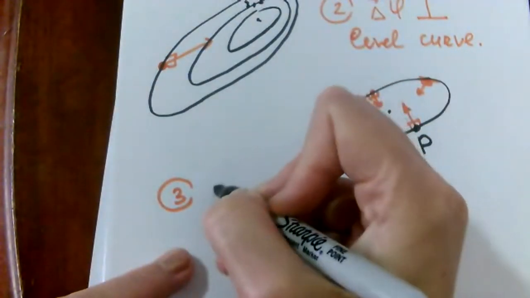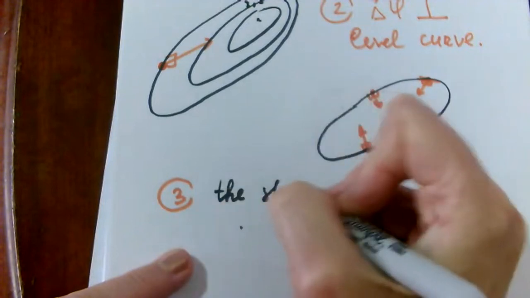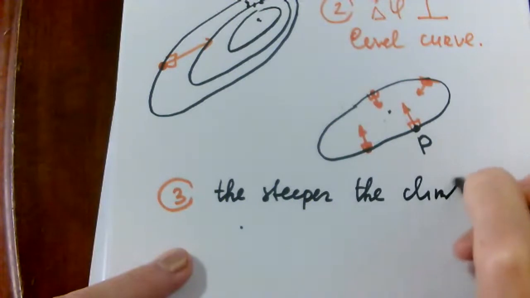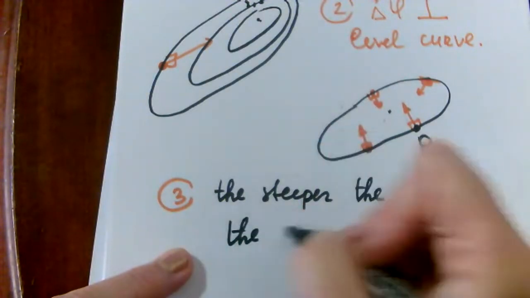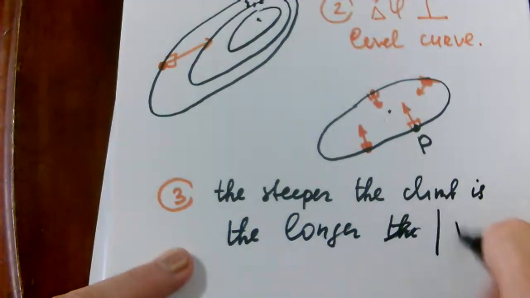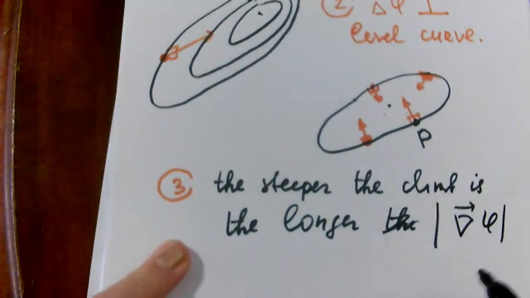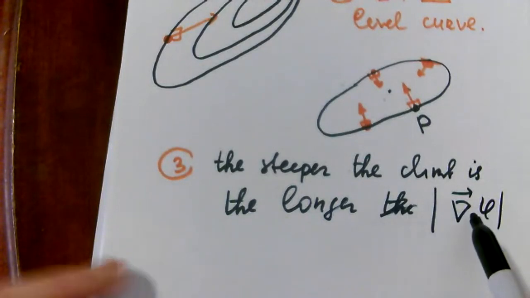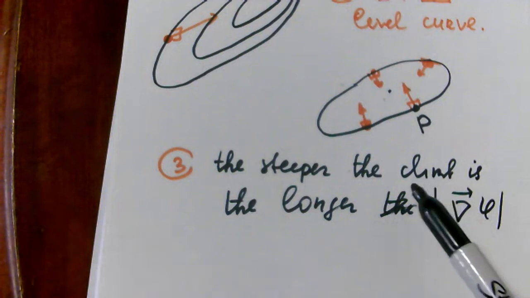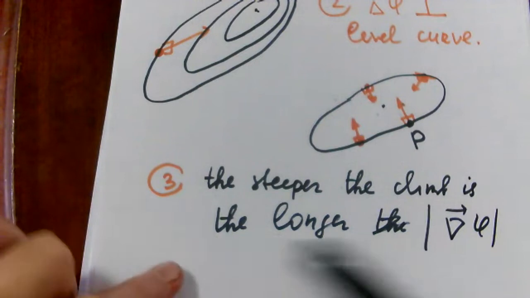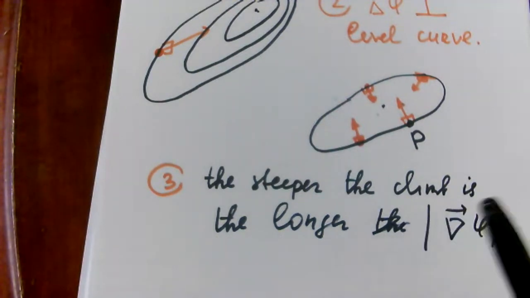So the steeper the hill is, the steeper the climb is, the longer the magnitude of the gradient vector is. So the magnitude of the gradient vector is proportional to the steepness of your climb. This is a third consideration which could be useful for our future plotting.